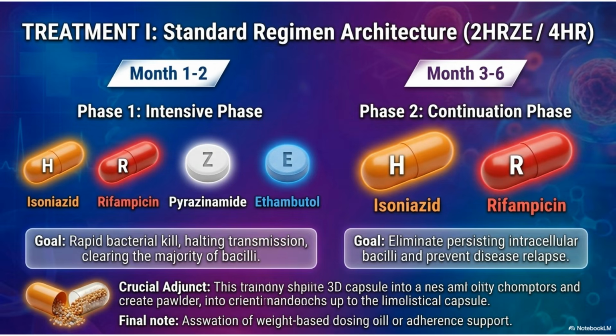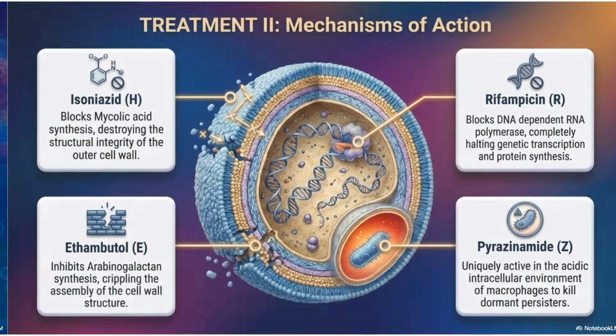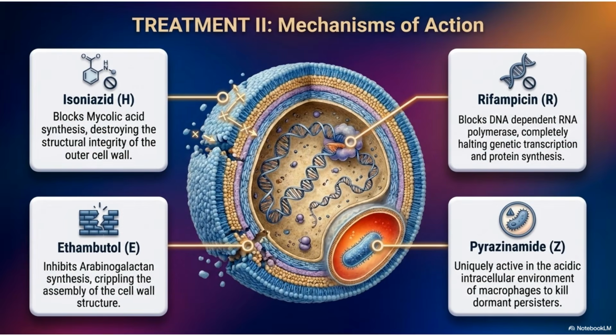The standard treatment regimen is divided into 2 phases. The intensive phase uses 4 drugs over 2 months to rapidly reduce the bacterial load. The continuation phase uses 2 drugs for 4 months to eliminate remaining bacteria and prevent relapse. The efficacy of TB treatment relies on the specific mechanisms of action of these first-line drugs. Each medication targets different bacterial processes, from blocking cell wall synthesis to halting genetic transcription, working together to systematically destroy the infection.